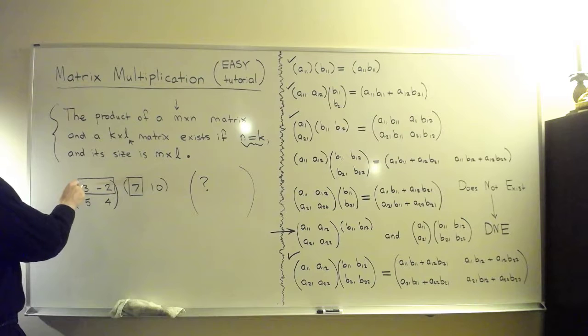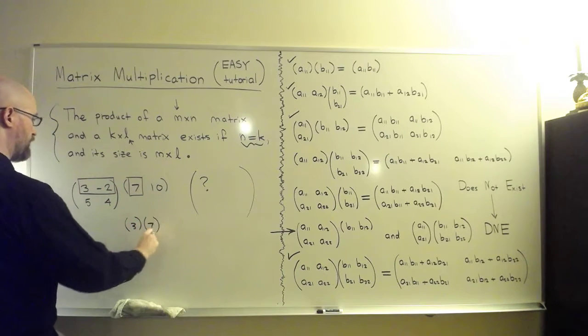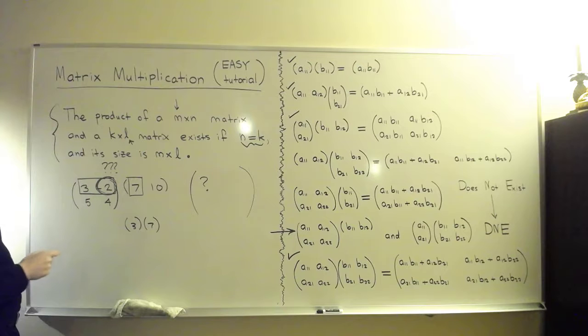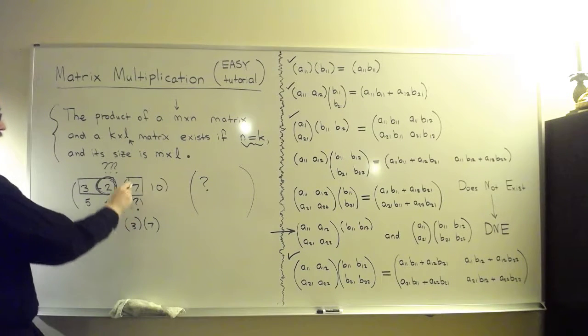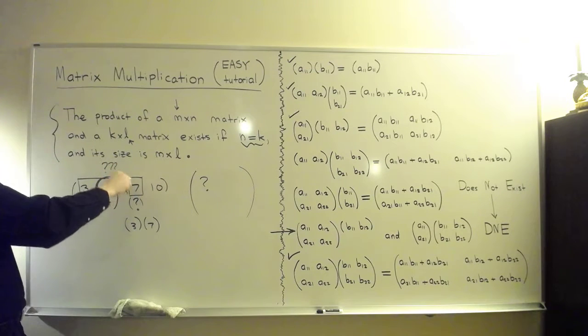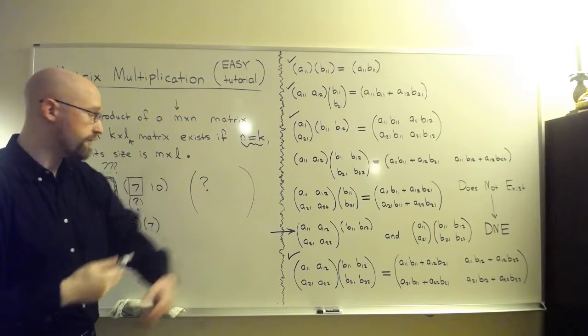Well, I match the 3 with the 7 here, but then I have this minus 2 here. What do I do with that? There's nothing to match it with. The row or the column has only one entry. There's no other entry to match that with. So it doesn't make sense. It doesn't work. It doesn't fit.